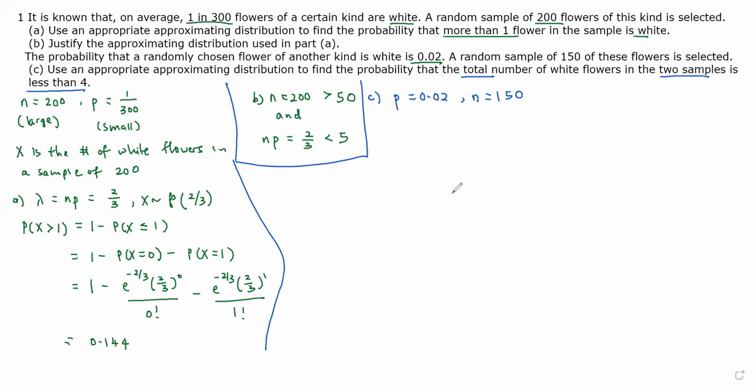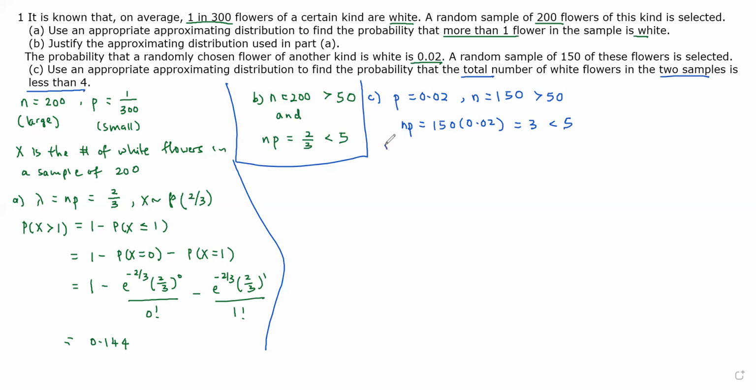For the second kind of flower, we see that n is 150, which is greater than 50, and p is 0.02. We can compute np, which is 150 times 0.02, and that has a value of 3. This is less than 5. So n is sufficiently large and p is sufficiently small to approximate this distribution by a Poisson distribution.